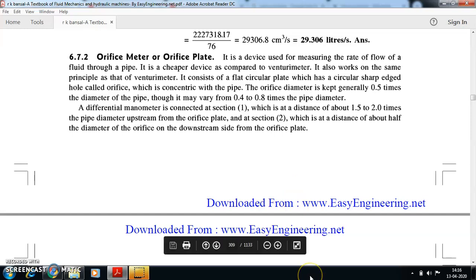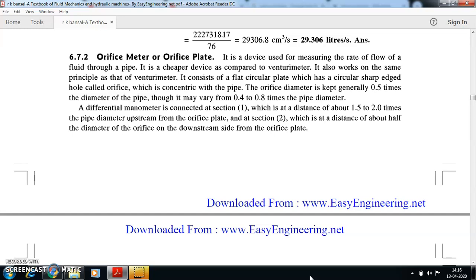From the previous classes we have been dealing with Bernoulli's equation, and now we are dealing with the application of Bernoulli's equation. The first flow measurement device we went through was the venturimeter, and yesterday I concluded the venturimeter. We have solved many different problems on horizontal and inclined venturimeter.